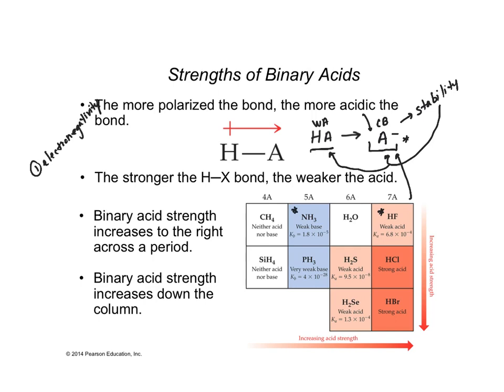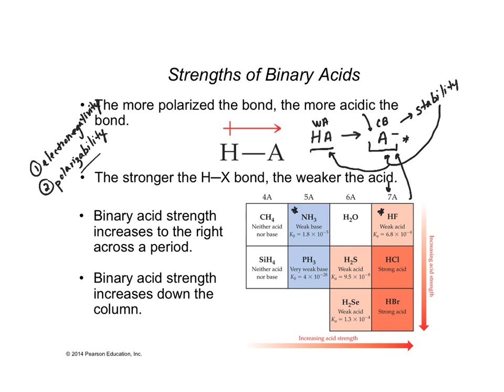Number two, what is the other little element that we have to consider when looking at the strengths of binary acids? Polarizability is the second thing. And this is a fancy little word. But really, polarizability, what it really means is how big is the atom, okay? So if we look at our halogens, our 7A, so we have F, Cl, Br, I.